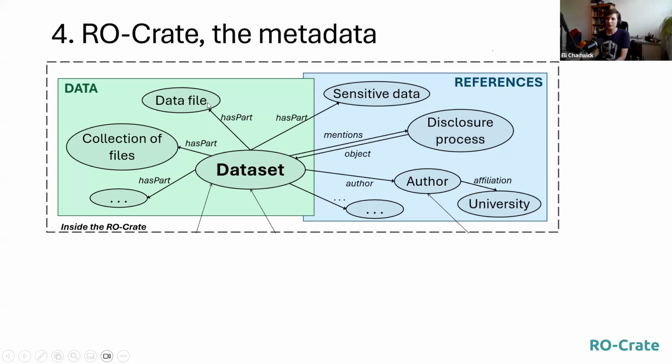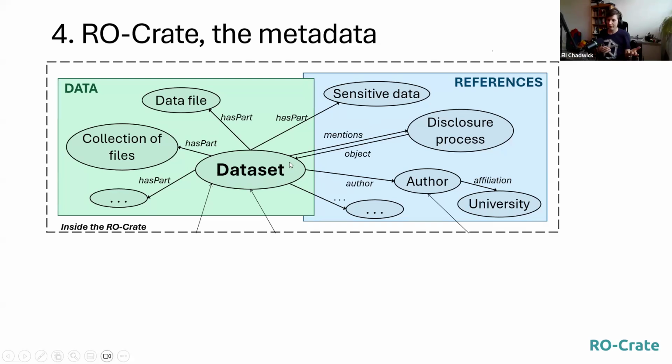And this will link out to specific data files that, again, might be included in the crate directly, or they might be included as references to things that are hosted outside the crate, or things which are digital representations of a real thing, like a person. So in this case, we have a data set that has some parts, files, collections of files, and so on. It also references some sensitive data.